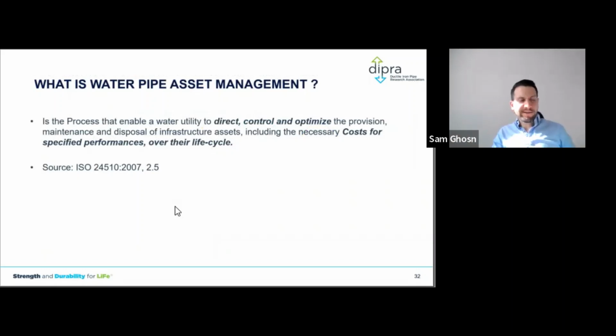So let's talk a little bit about asset management, and that's really the goal here. All that I told you so far is an introduction on what we should do with asset management of water mains. As you probably know, most of you might be asset managers. What we care about with metallic pipes, we need to direct, control, and optimize those infrastructure assets, and we want to make sure that we include the cost of performance of those assets through their design life.